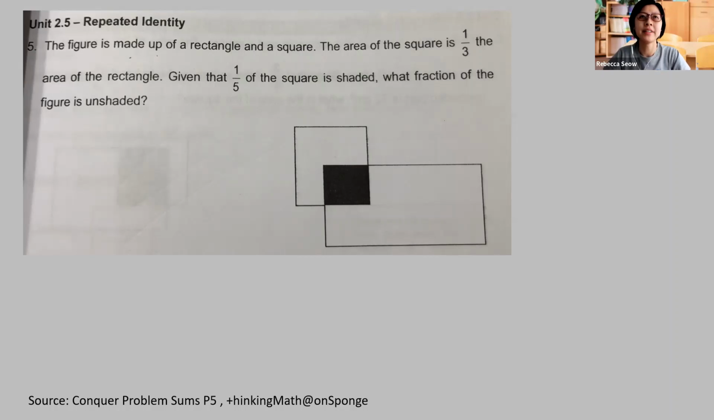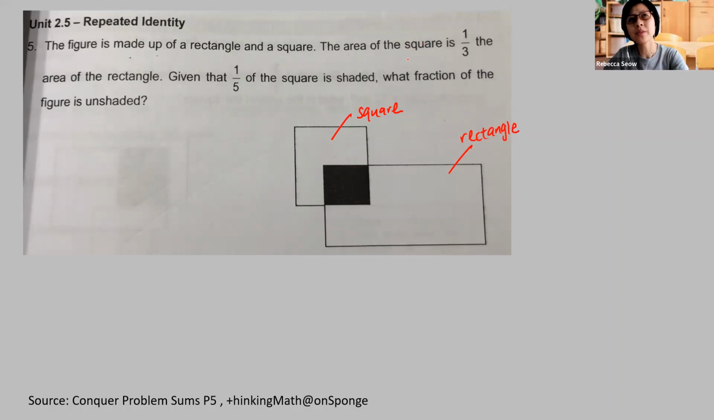It says, the figure is made up of a rectangle and a square. The area of the square is 1/3 the area of the rectangle. Given that 1/5 of the square is shaded, what fraction of the figure is unshaded? Now, let's identify where the rectangle is and where the square is. So, putting things in perspective, this will be the square, and this will be the rectangle.